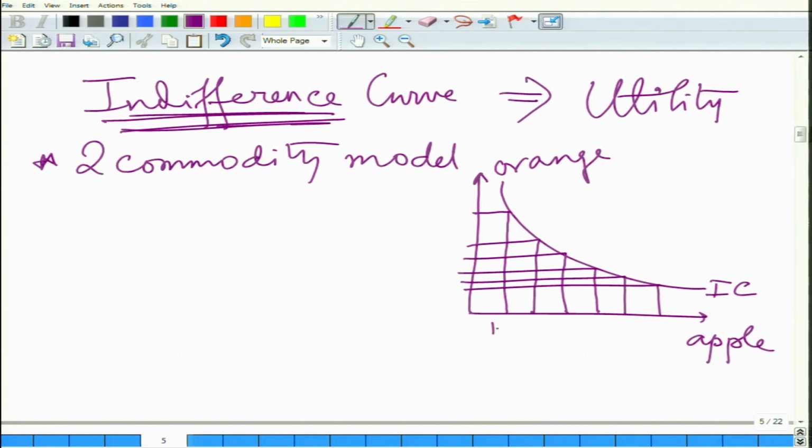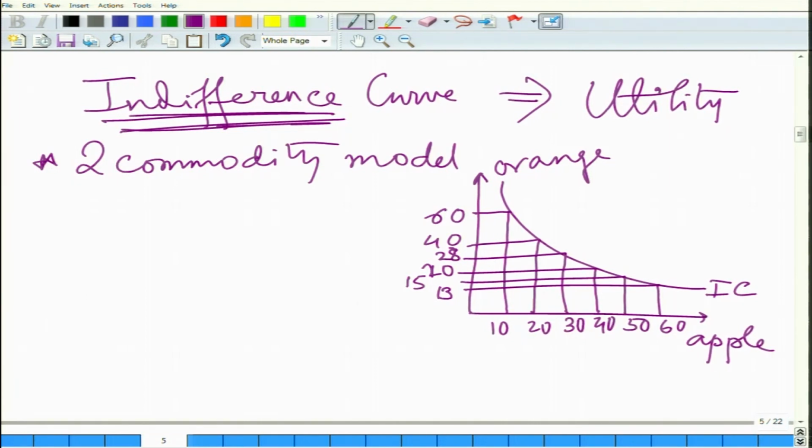Show you, say this is 10, 20, 30, 40, 50 and 60. In all of these points, you will get a combination of oranges with these apples, 10 apples, 20 apples, 30 apples, 40 apples, 50 apples, 60 apples, you will get a combination of oranges. Say this is your 13 apples and then 15 apples and then 20 apples, maybe 28 apples or 40 apples, 60 apples and so on.